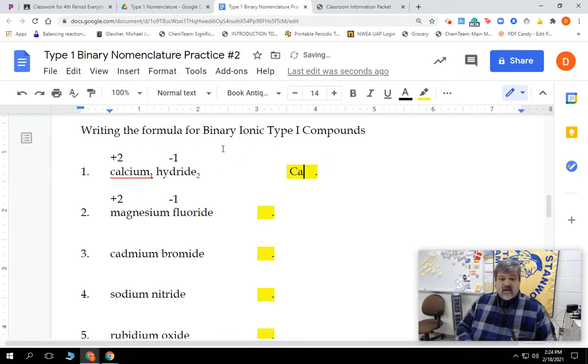So we're going to put Ca, and then we're going to put H, and we need 2 of them. So we're going to put a subscript 2. Now, how do we do that? How do we get that subscript?